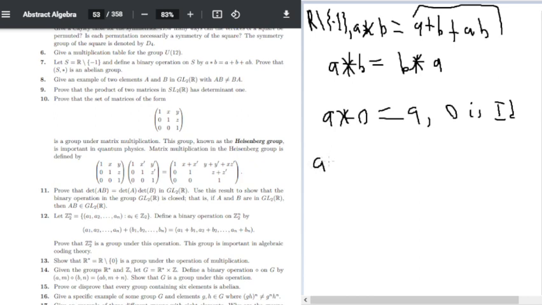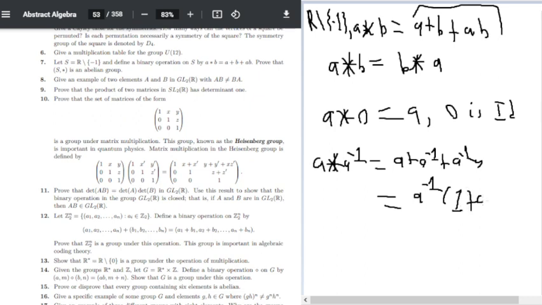So we also have A star A to the negative 1 equals A plus A to the negative 1 plus A to the negative 1 times A. Let this be equal to 0. So we have negative A over 1 plus A is equal to A to the negative 1. So we have inverses.